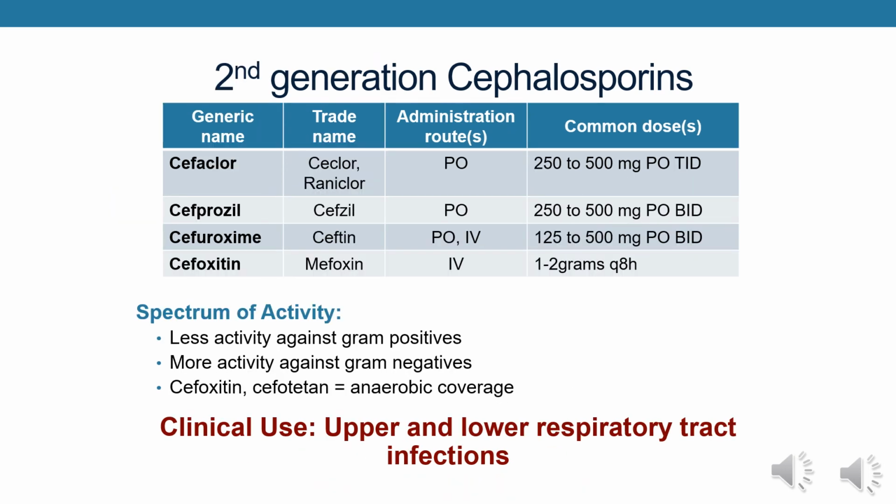Second generation cephalosporins trade some gram-positive activity to cover more gram-negative bugs like E. coli and H. flu. Because of this, they're most commonly used for upper and lower respiratory tract infections, although cefoxitin and cefotetan are commonly used for GI prophylaxis because they have anaerobic coverage. These oral agents are not commonly used because they don't offer as much of an advantageous coverage compared to the first generations, and they're more expensive and less widely available.